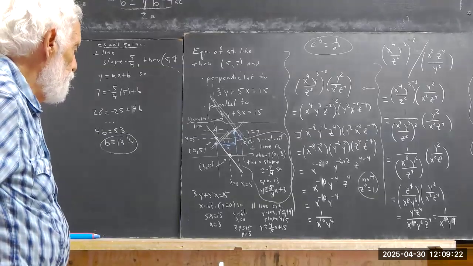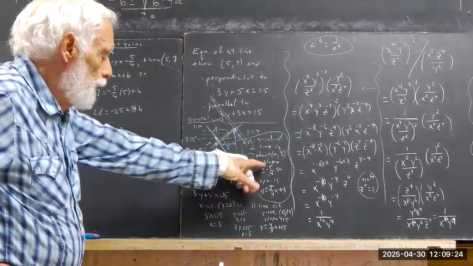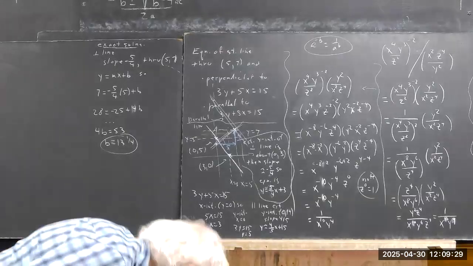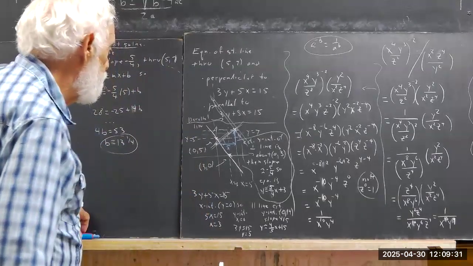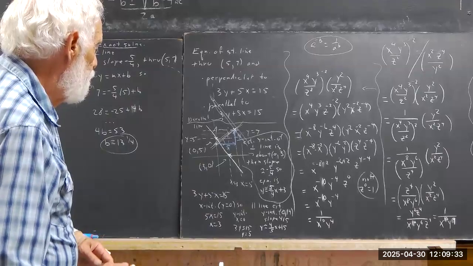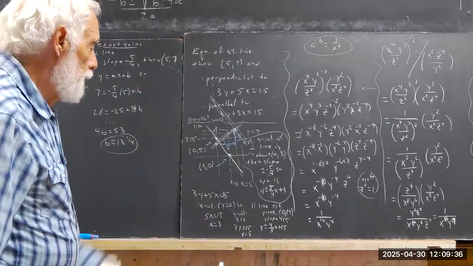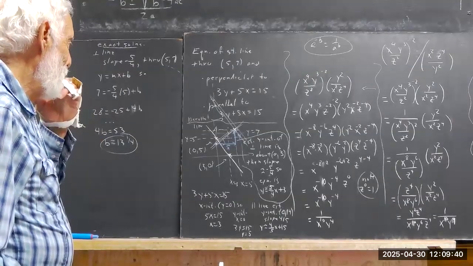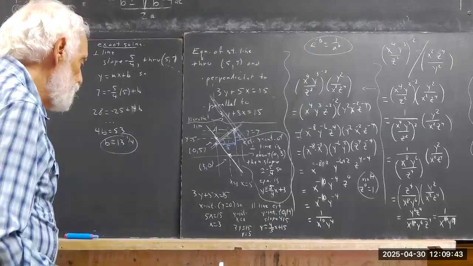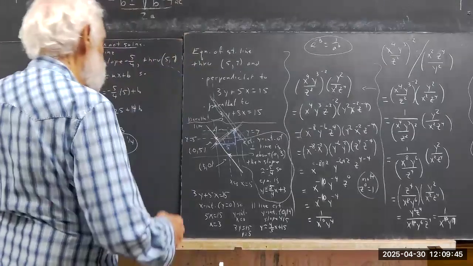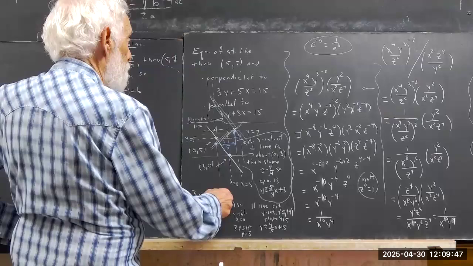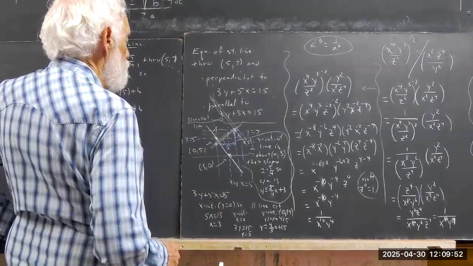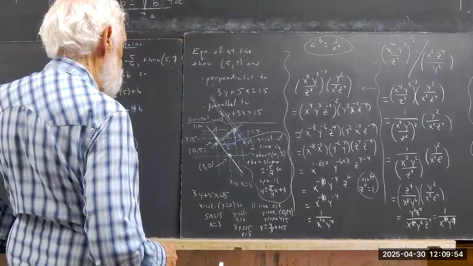Well, when I wrote down slope 5/4, I was wrong. Where do you think I got that from? The slope of this line is what you get when you solve for y. Write that out.